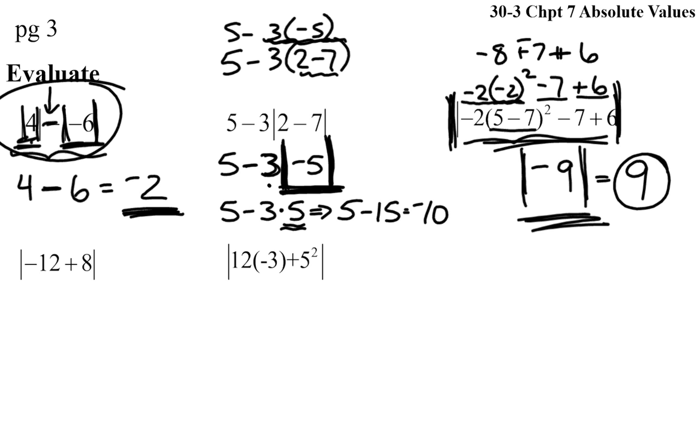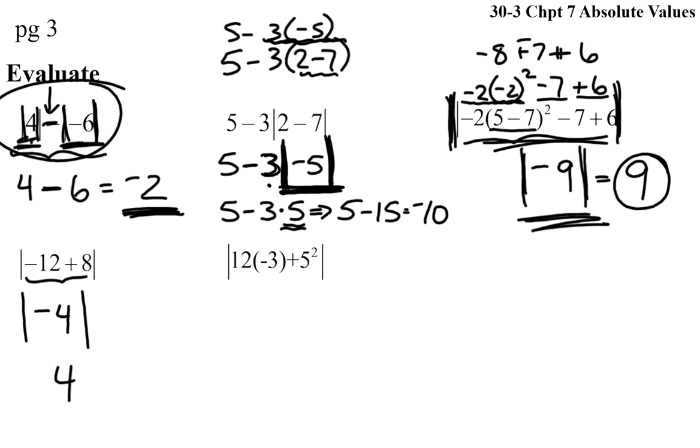There you go. Next one, -12 plus 8. Do what's inside the absolute value first. -12 plus 8 is -4. We still have the absolute of -4, but the absolute of -4 becomes the positive of it.